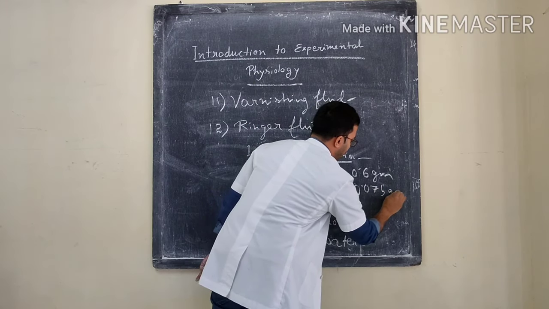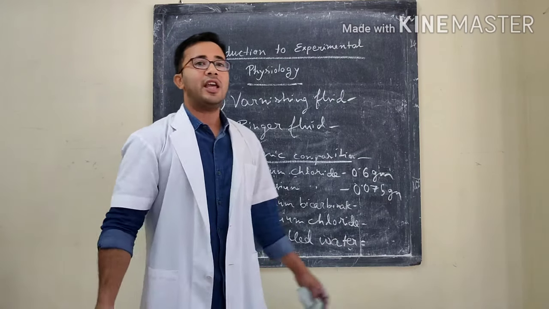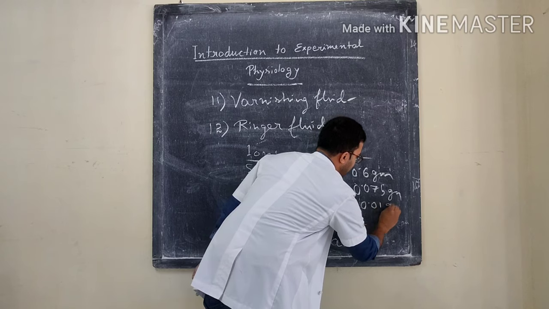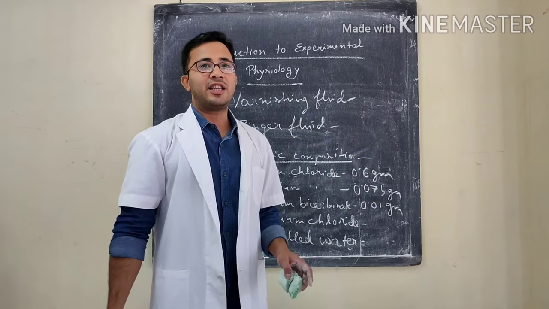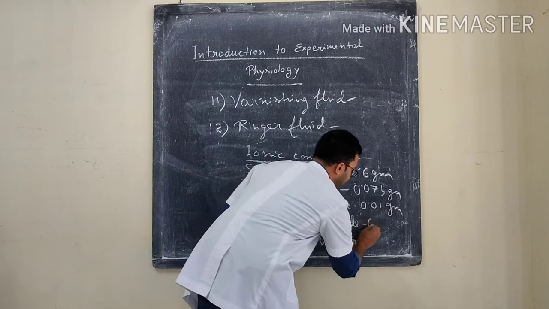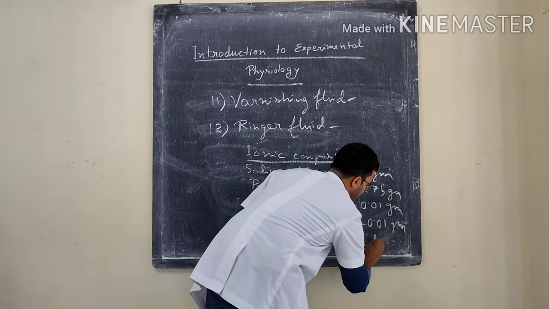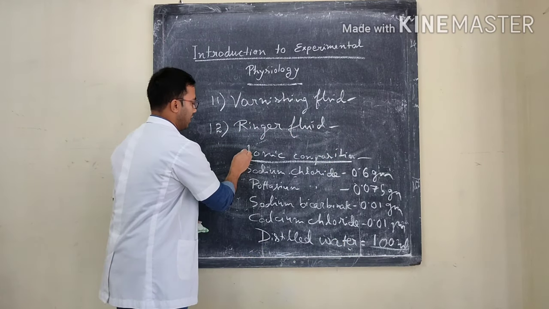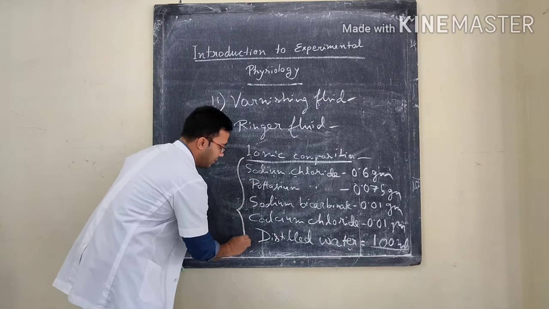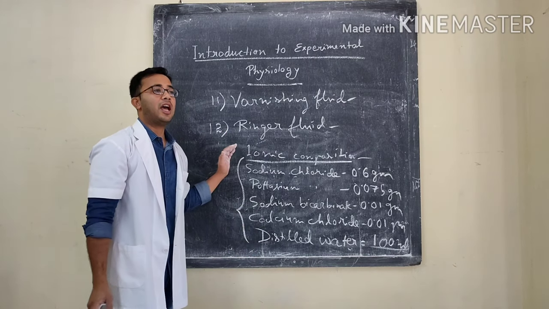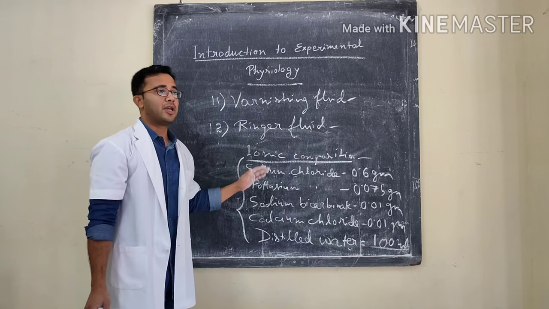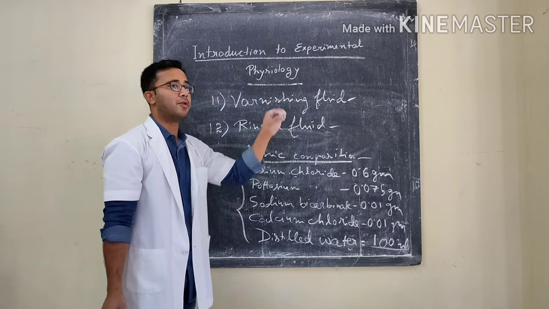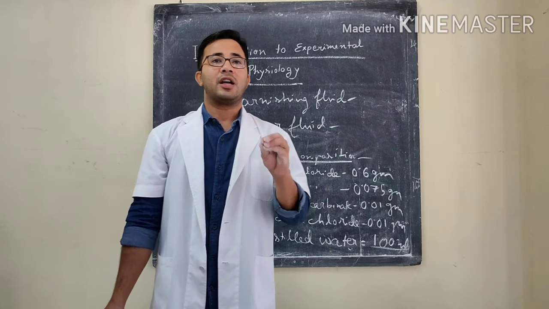0.075 gram of potassium chloride. Then again, sodium bicarbonate is 0.01 gram. Then calcium chloride is again 0.01 gram. And ultimately, those are mixed in distilled water of 100 ml. That will give you the Ringer's fluid. You have to remember it is isoosmotic, and the ionic composition is so suitable that the frog tissue can live for a longer duration when we apply Ringer's fluid to the nerve muscle preparation or the cardiac tissues.